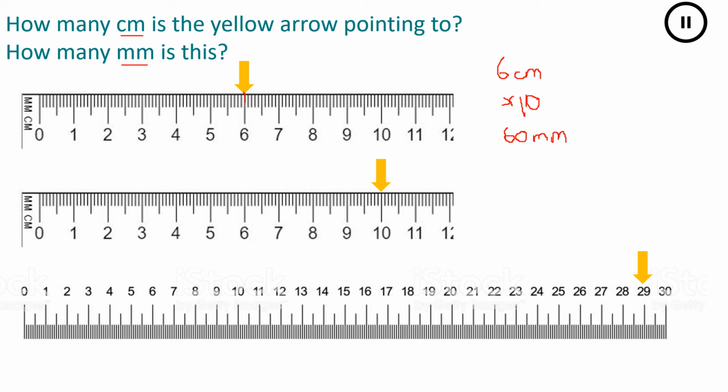I can also do it by counting in groups of 10. There are 10 millimetres between 0 and 1 centimetre, 10, 20, 30, 40, 50, 60 millimetres. Have a look at this question and this question and pause the video here to work out how many centimetres and how many millimetres each ruler shows.